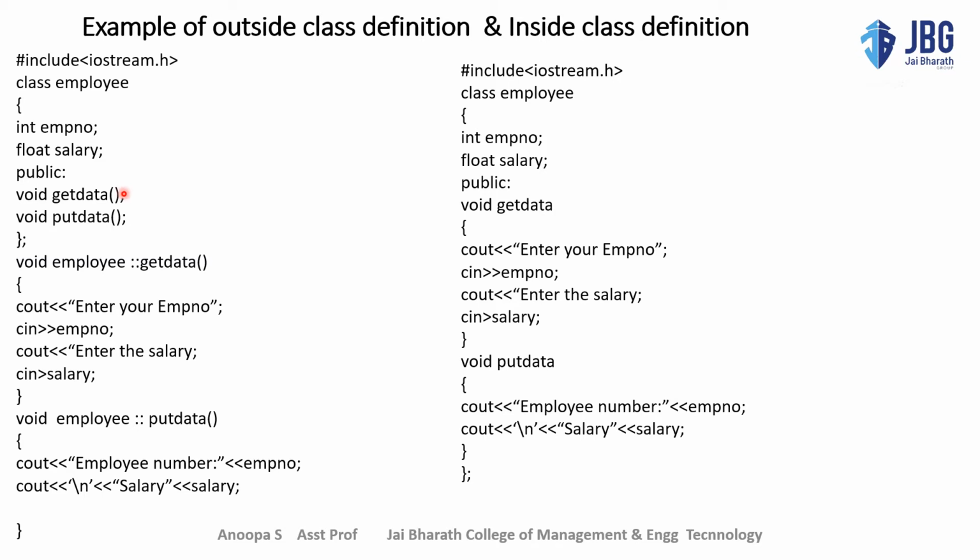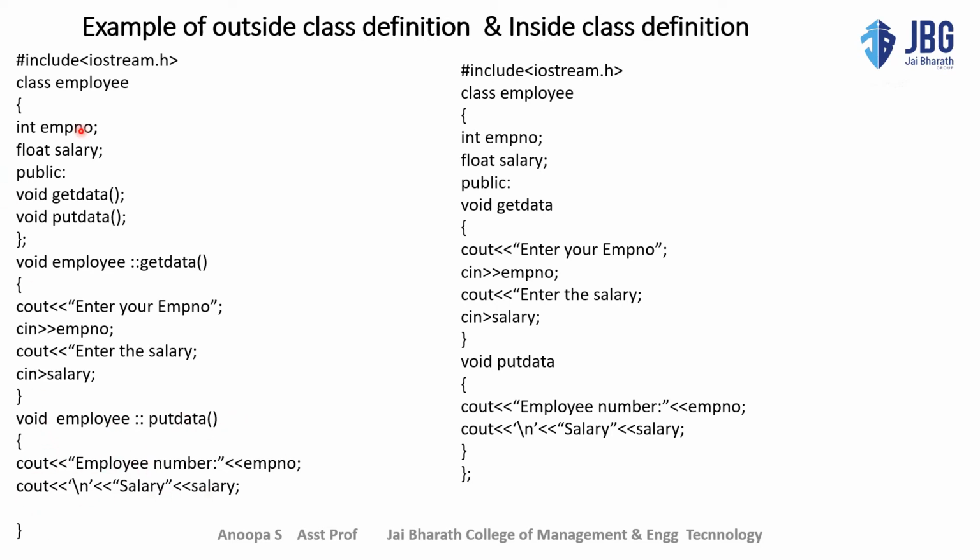Now I am going to define these two functions outside the class definition. Class definition ends here, so I am defining them outside. So void, this is the return type. This get data belongs to the class employee, so I am writing employee scope resolution operator get data. Then I am defining what to be done inside it. Enter your employee number, cin employee number, enter salary, cin salary. So I am getting the data from here. Then put data: void employee scope resolution operator put data, cout employee number and salary.